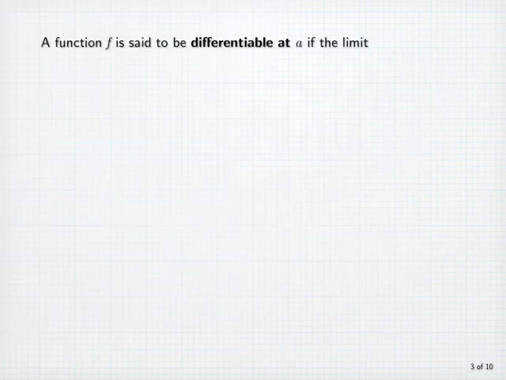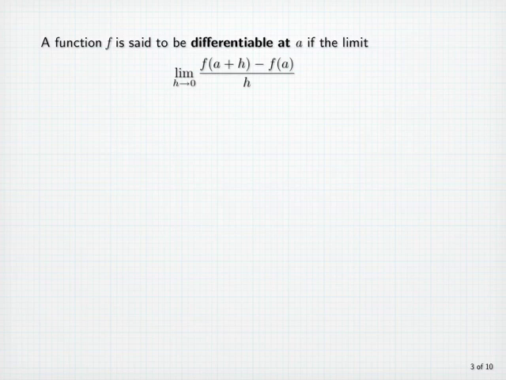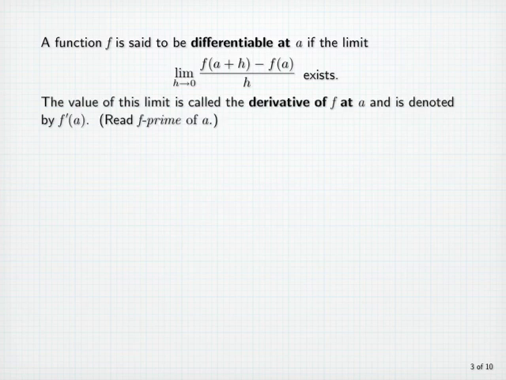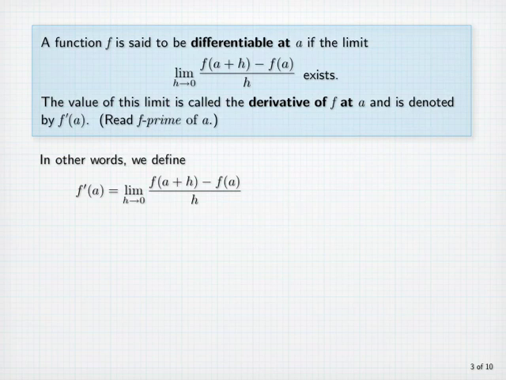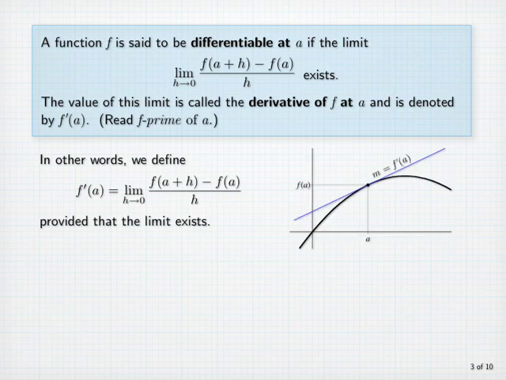A function f is said to be differentiable at a if the limit as h approaches 0 of (f(a+h) - f(a)) divided by h exists. The value of this limit is called the derivative of f at a and is denoted by f'(a). In other words, we define f'(a) to be the limit as h approaches 0 of (f(a+h) - f(a)) divided by h, provided that the limit exists. And when that limit exists, it provides us with the slope of the tangent line to the graph of f at (a, f(a)).